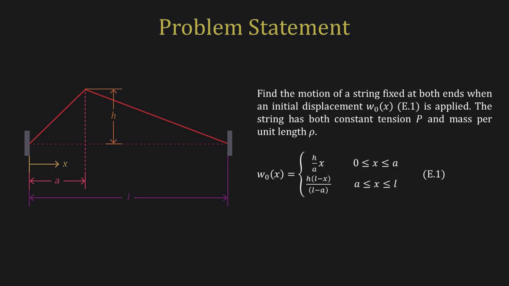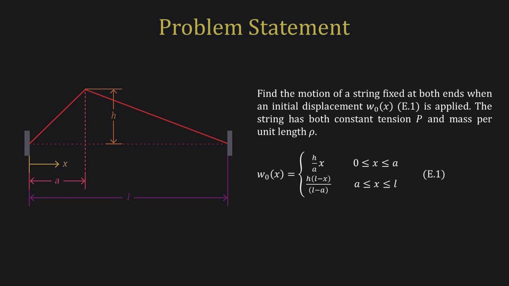The problem statement is the following. Find the motion of a string fixed at both ends when an initial displacement w0 of x, that is equation 1, is applied. The string has both constant tension P and mass per unit length ρ. The figure shows a string being pulled up to a certain height h at a certain point A along the x-axis, starting from one end of the string.